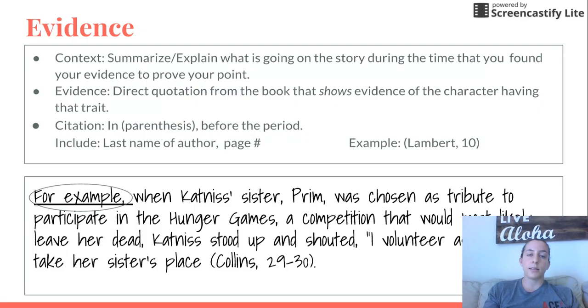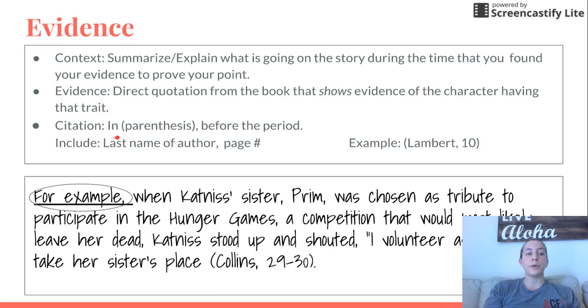So what this means is just because Katniss yells, "I volunteer," doesn't mean that the person reading your character analysis understands exactly what Katniss is volunteering for. So you have to give just a little summary to put the evidence into context. Then you're going to actually include your evidence. It's going to be a direct quotation from the book that shows evidence of the character having the trait. In our case, it's brave.